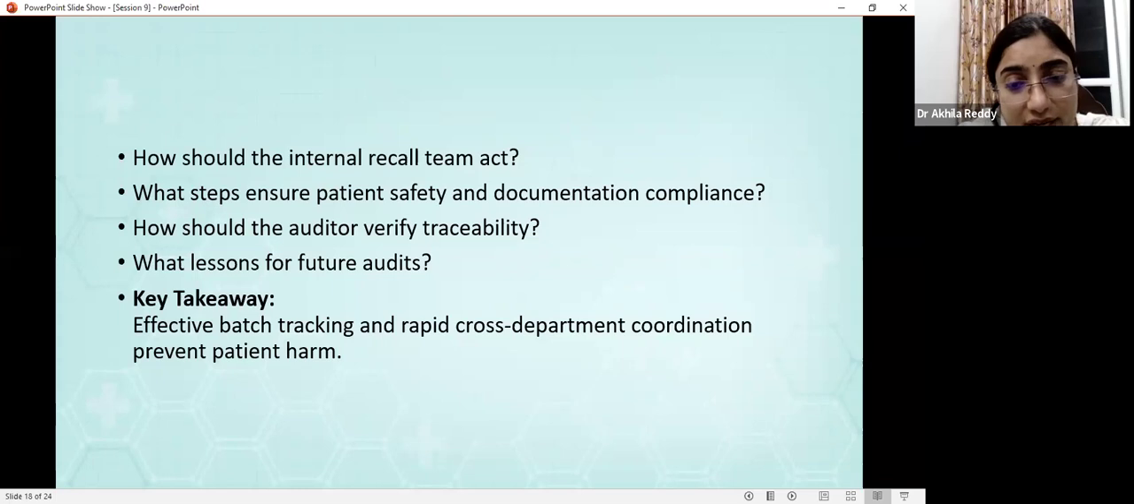How should the auditor verify traceability? I have shown just now. What lessons for the future audits? This subject is quite new for you, I know that. See, here, what the auditor should verify is whenever we receive stock from the supplier itself, a proper audit should be done.